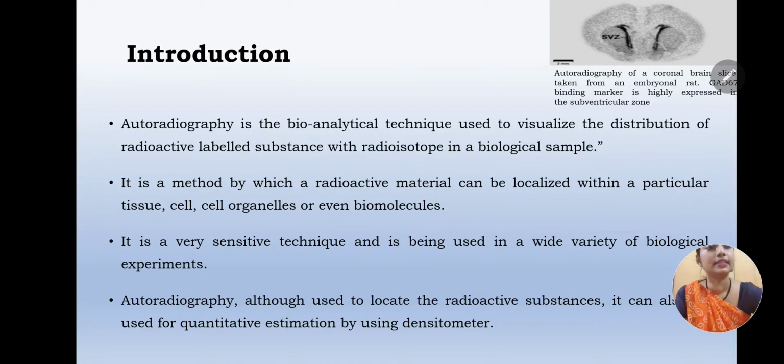Here in the image in the right hand corner, you can see the autoradiography of a coronal brain slice which is taken from embryonal rat. A marker by name GAD67, a binding marker, is expressed very well in the SVZ, that is the subventricular zone of the brain. So this is how we infer autoradiograph. The black lines indicate the activity of the radioisotope linked to the GAD67 binding marker.